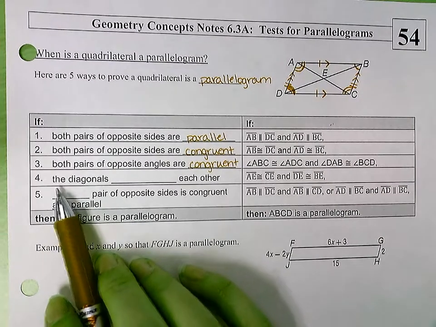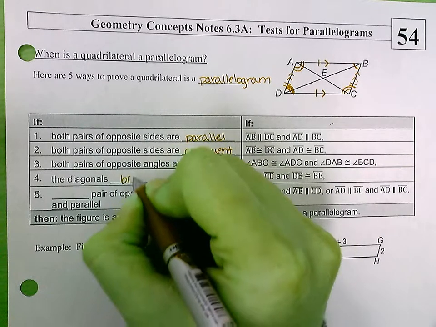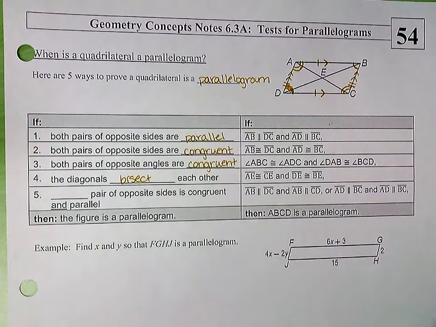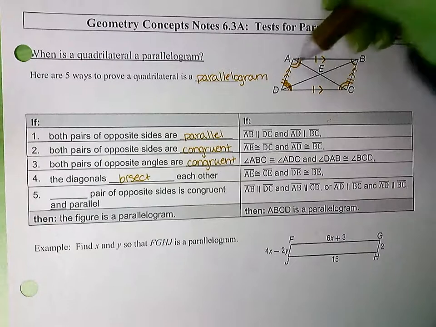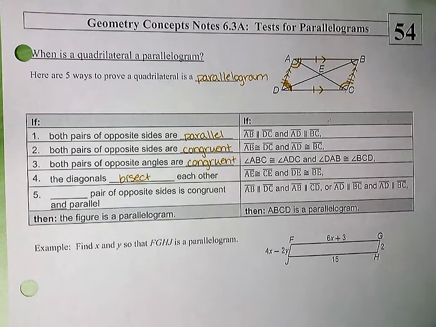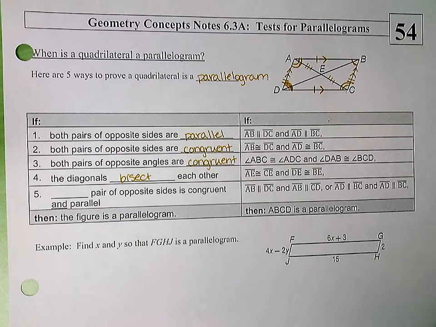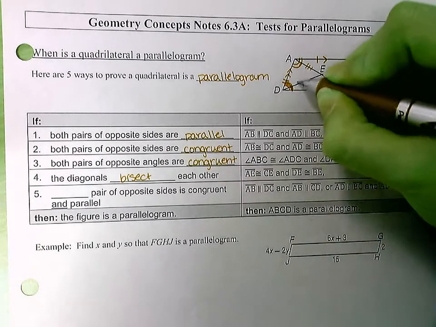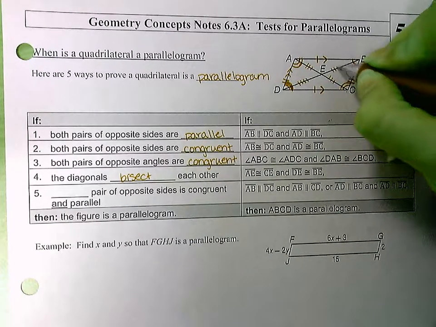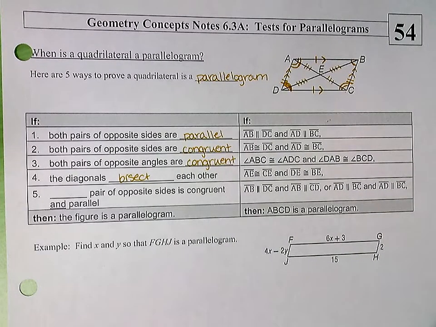The next one, if the diagonals bisect each other, then it's a parallelogram. So if I know AE is congruent to EC, so those two pieces are congruent, and I know ED is congruent to EB, then this has to be a parallelogram. So you're just looking at the diagonals for that part. So if E is kind of like that midpoint of both of your segments drawn into that parallelogram, then it's a parallelogram.